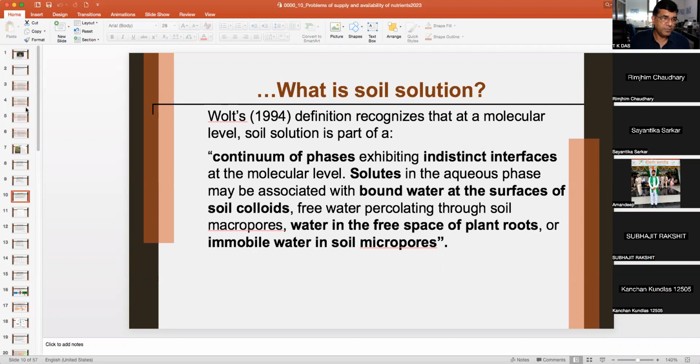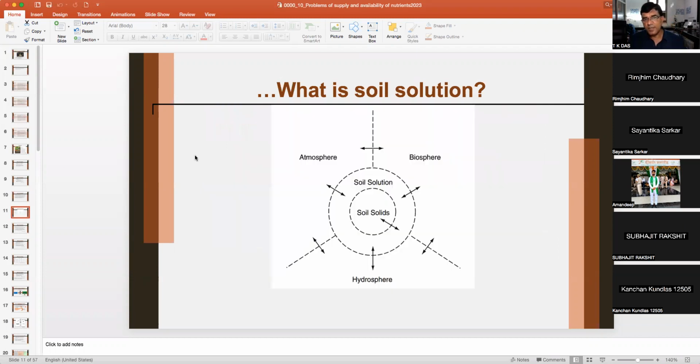dissolved in that water. Now see here, this is your soil colloids or soil solids, maybe clay minerals. And nearby to these particles, you can have soil solution. Outside the soil solution, there may be some pore spaces, which is atmosphere actually. Air may be there. And then biosphere, some organisms are also there in the soil. And your hydrosphere is the water in the soil solution. You have all the three phases and they are in continuum.